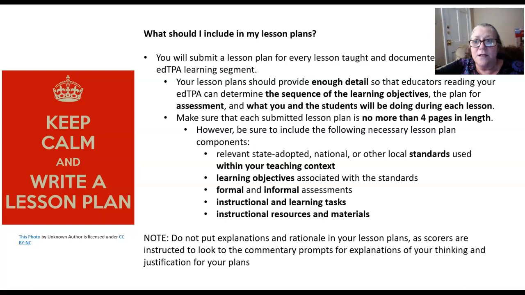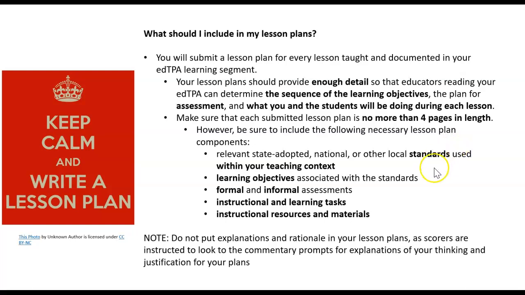So what should you include in your lesson plans? I know at ETSU we've got lengthy plans, and those are excellent for you in preparation for the edTPA. With the actual edTPA document, you will submit lesson plans that are no more than 4 pages in length each. So if you have 3 plans, then you'll have 12 pages of lesson plans. With this particular artifact, you can fiddle with the font some.